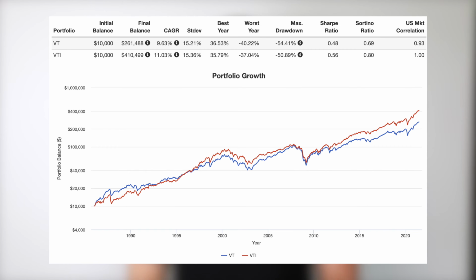Now let's look at the performance of VT versus VTI, which is usually the reason people choose one over the other. Here's the global stock market, which is VT, versus the US stock market, which is VTI, from 1986 through June 2021. So we should obviously pick VTI then, right? Not so fast. In the next section, we'll talk about why this isn't such a simple decision.